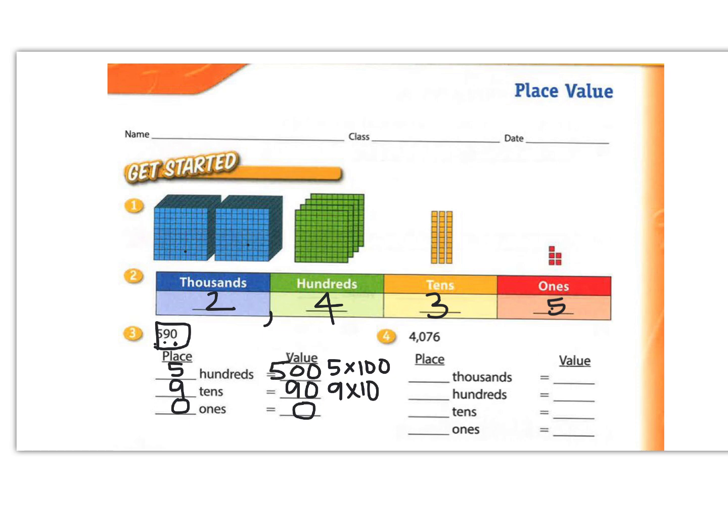If we look at number 4 over here, we have 4,076. So in the ones place, we have a 6. In the tens place, we have a 7. In the hundreds, we have a 0. And in the thousands, we have a 4. Well, 6 ones is like 6 times 1, which is 6. 7 tens is 7 times 10, which is 70. We have 0 hundreds, so that has 0 value. And then thousands is 4 times 1,000, and that equals 4,000 is the value.